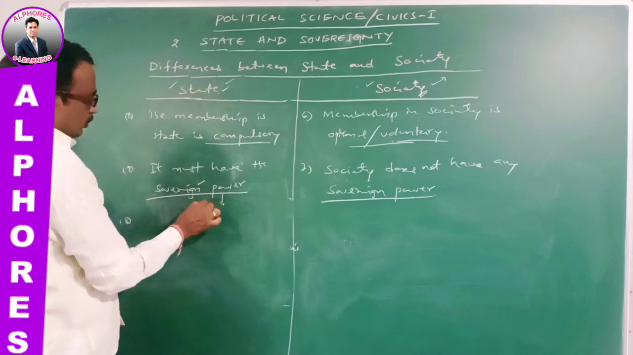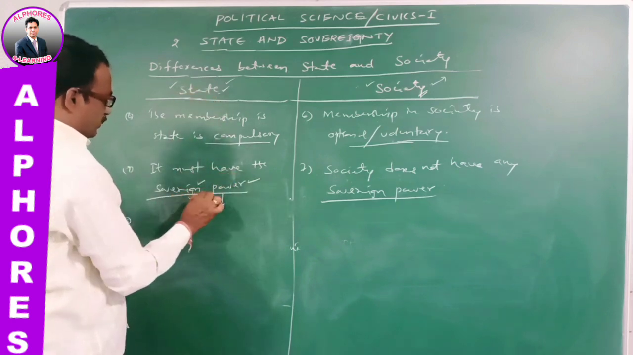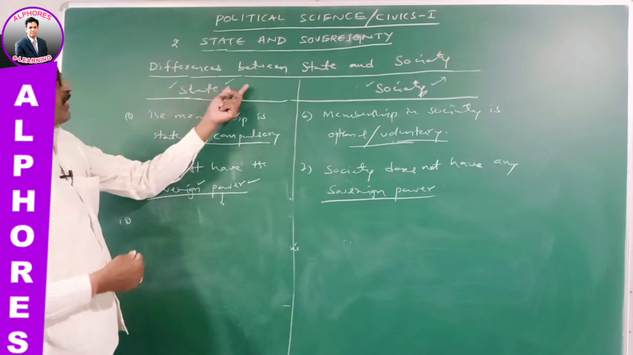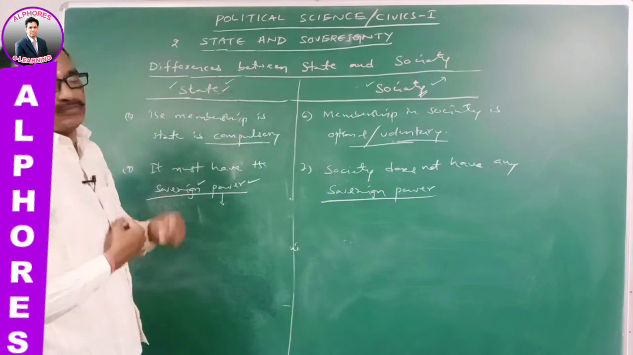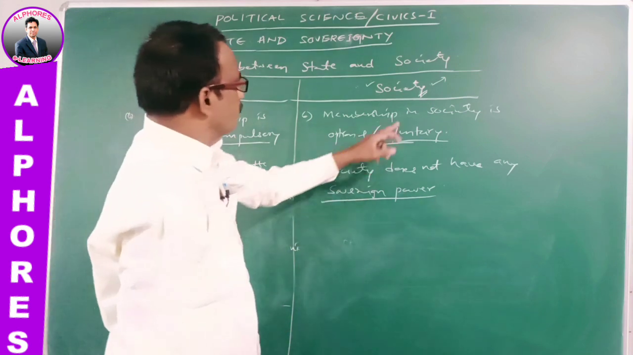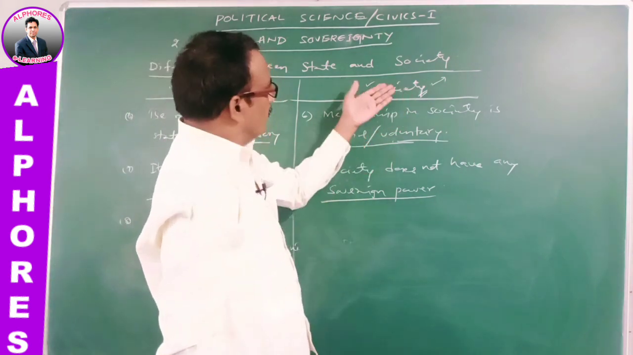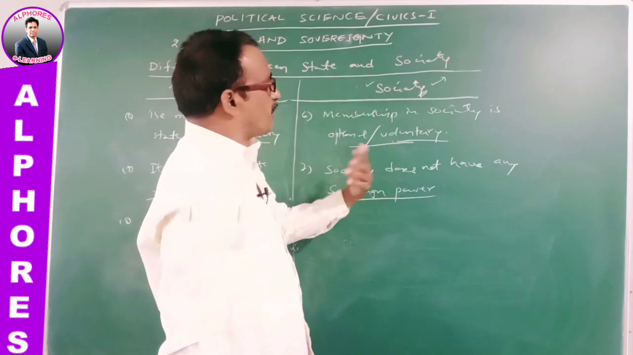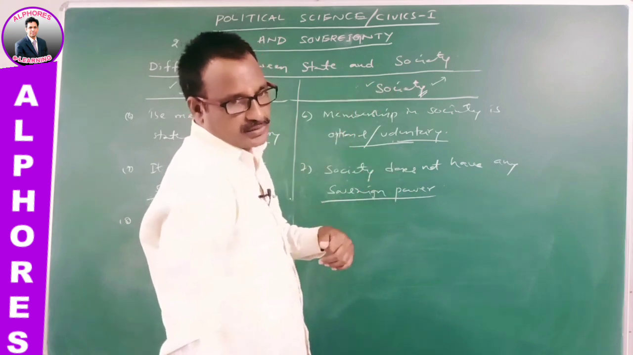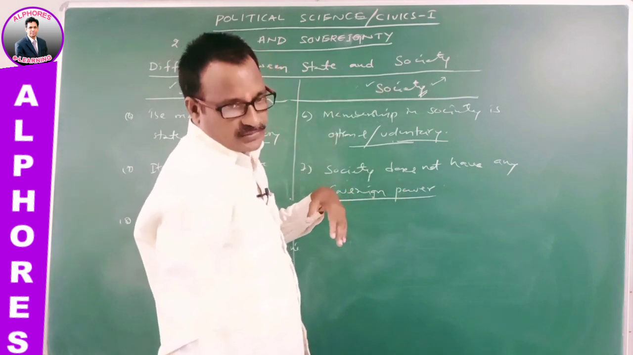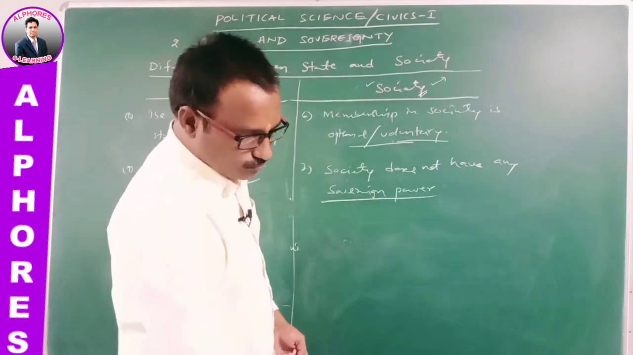So through its sovereign power, it punishes the persons who violate the laws, whereas society does not have any laws. It has only certain rules in the form of customs and traditions. So if anybody violates them, it will not punish them.